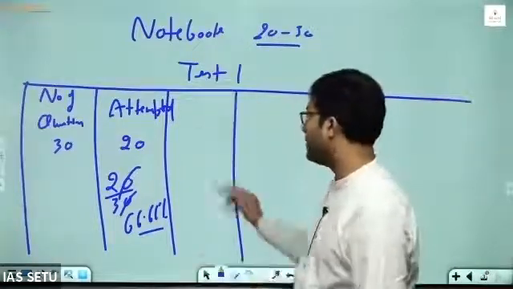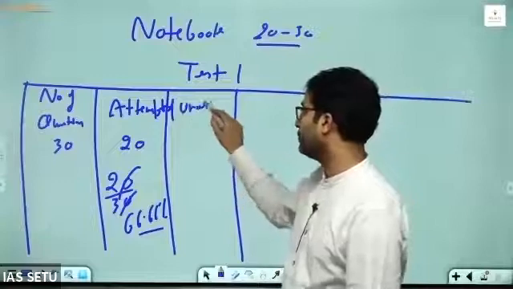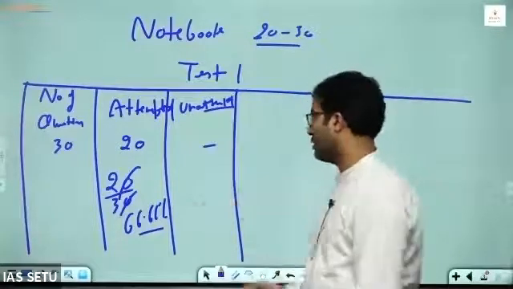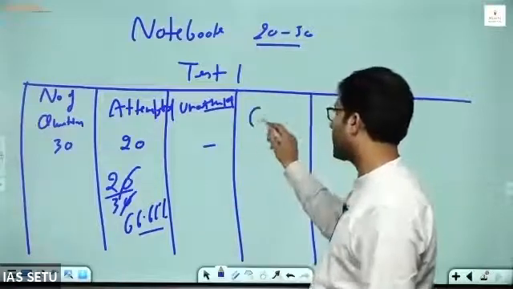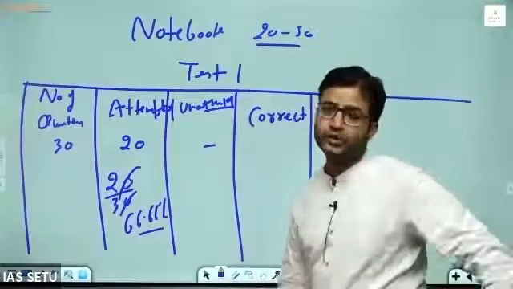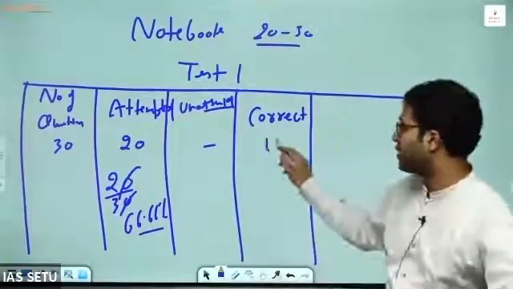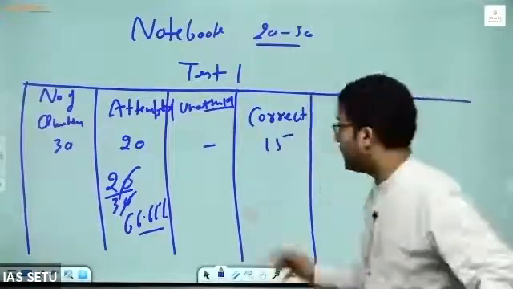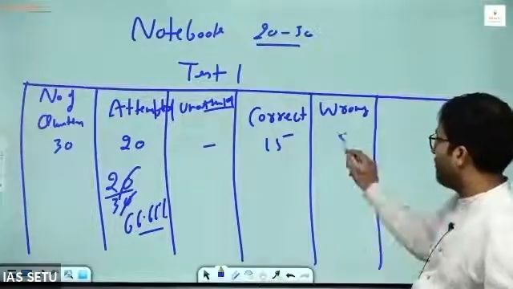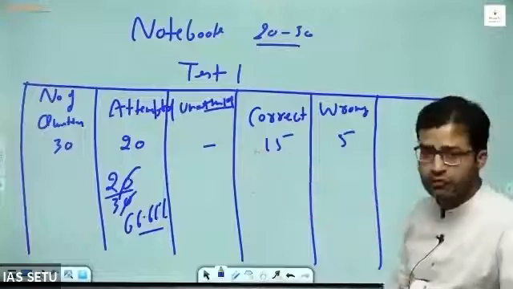Then next is unattempted. जो attempt नहीं किए, just the number. Then in the next column you write correct. Out of 20, how many questions did you get correct? For example, you got 15 correct. Then wrong. You write 5, because out of 20, 15 are correct, so 5 are wrong.